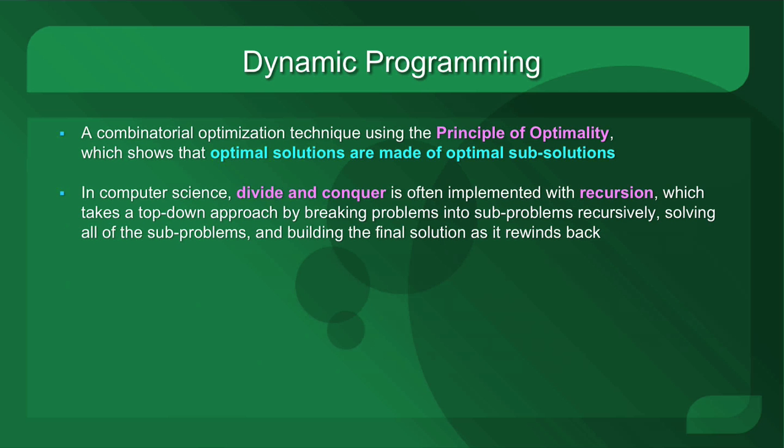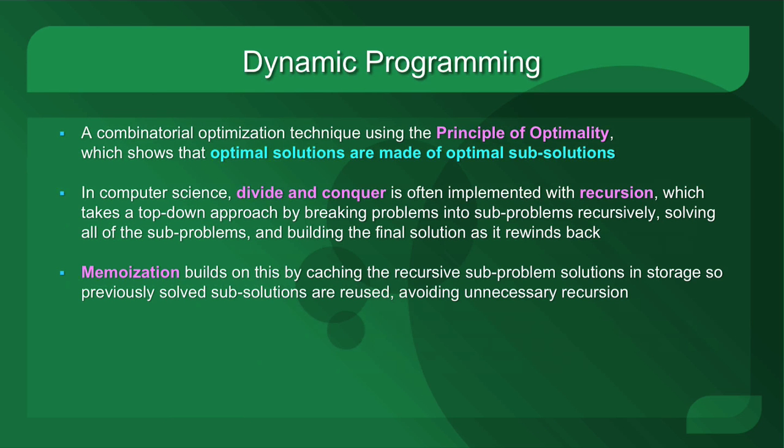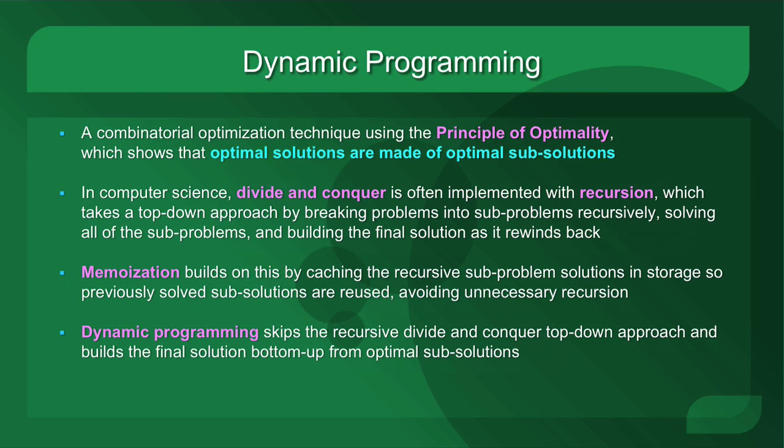So in computer science, you know that a divide and conquer technique is often implemented with recursion, which takes a top-down approach. So dynamic programming we can think of as completely skipping the top-down recursive approach. Instead, it starts at the bottom. It starts with many sub-solutions, and it continues to compute all the sub-solutions until it reaches the final solution. So in some ways, dynamic programming is thought of as the opposite of recursion, if you will. So not a top-down approach, but a bottom-up approach to solving a problem.